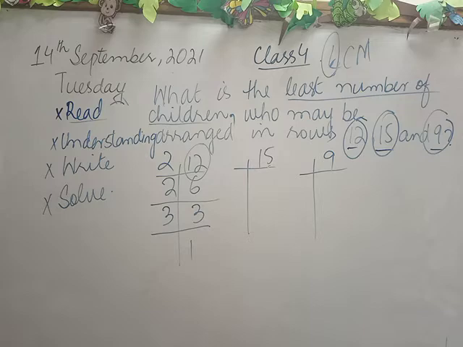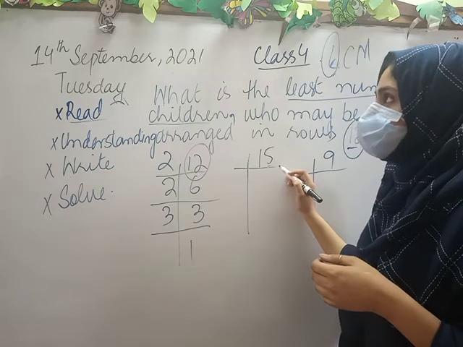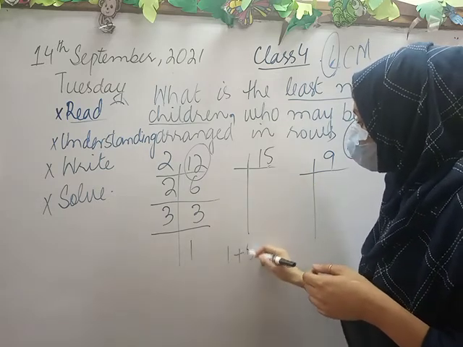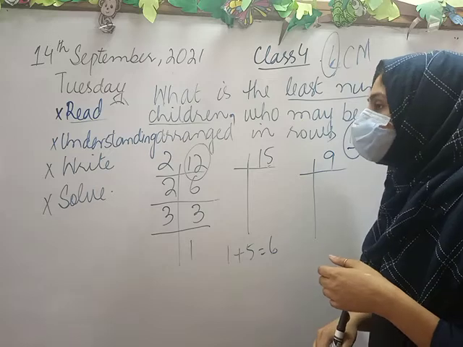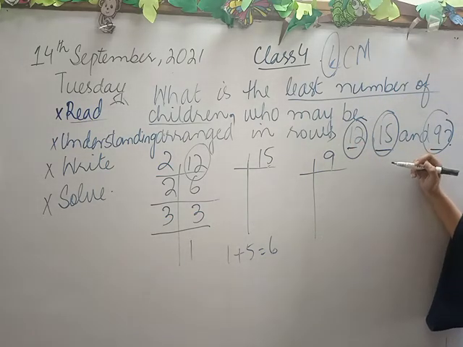We will simply find the divisibility rule for number 3. 1 plus 5 which is 6. यही होता है ना 3 के लिए. We will simply add or sum the digits of the given number.